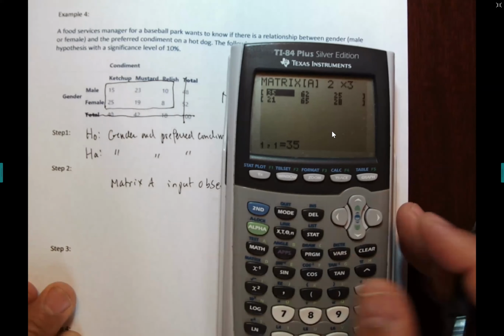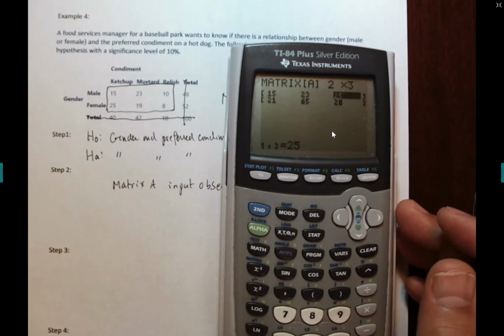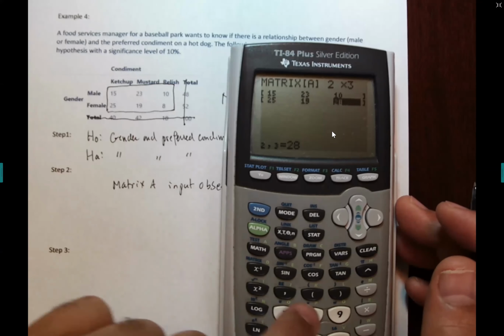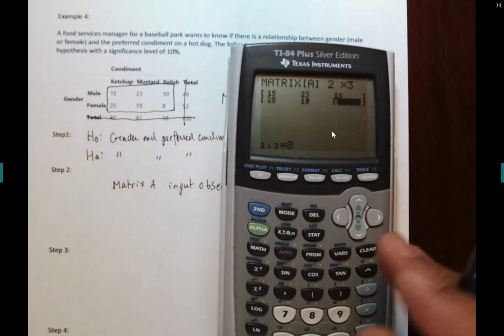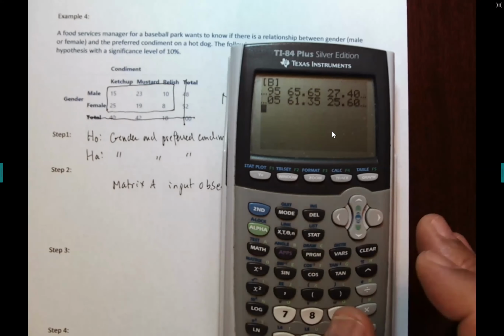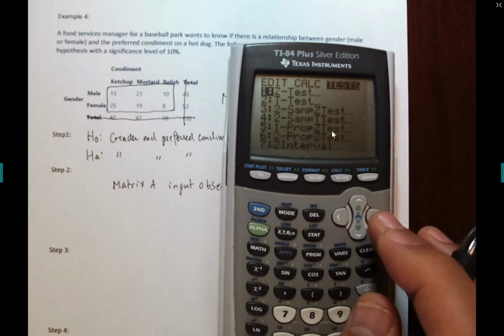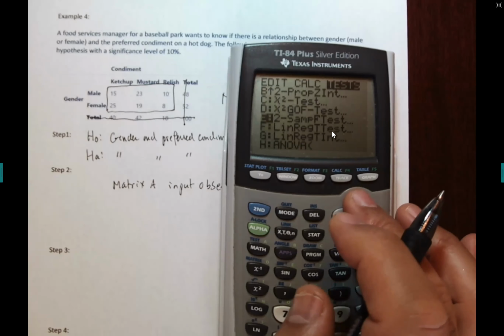So you have 15, 23, 10, 25, 19, and 8. That's all. I can quit now. Clear. Go to stat, tests, scroll up, and it is a chi-square test.